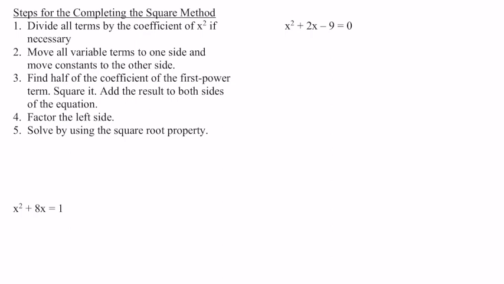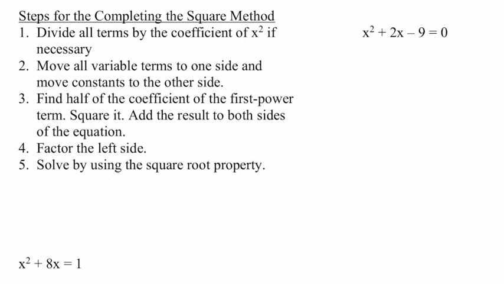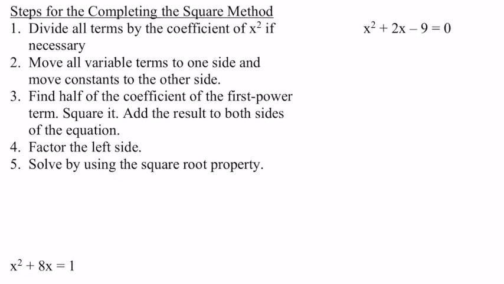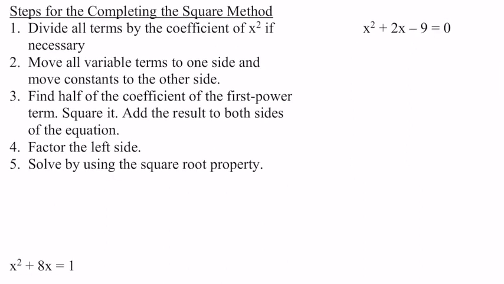The second step is where we're going to be starting this example. We want all the variable terms on one side of the equation and all the number terms on the other side. So here we're going to leave the x squared and the plus 2x where they are, but we want the constant term to be on the other side, so we're going to add 9 to both sides.